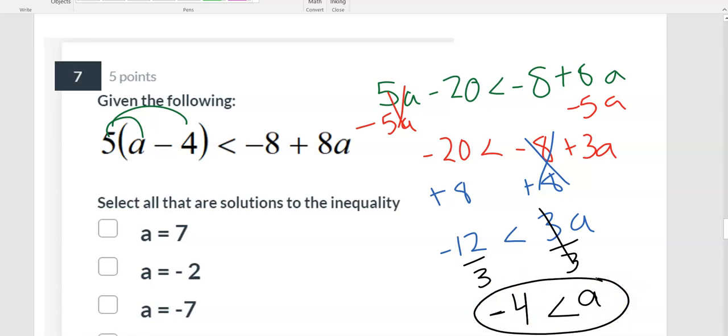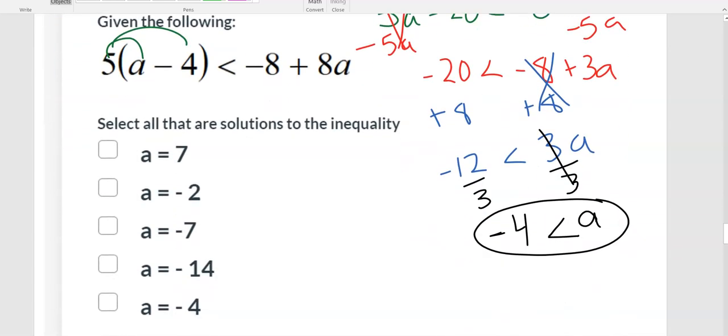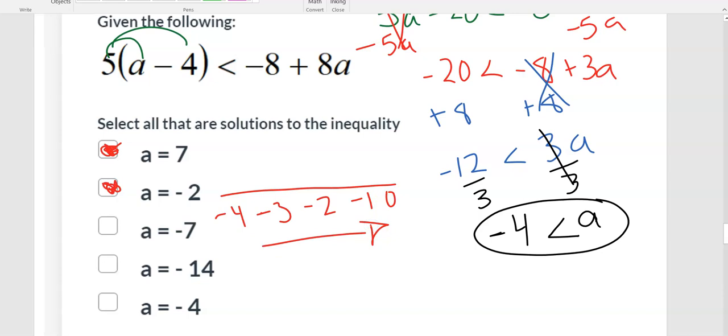So I know that's the inequality that I'm talking about. All my a values are going to be bigger than negative 4. So when I'm picking answers, I'm asking, what's bigger than negative 4? Well, 7 is bigger than negative 4. Negative 2 is actually bigger than negative 4, because when I say greater than or bigger than a number, I'm talking about on a number line. If you were to put those on a number line, negative 4, negative 3, negative 2, negative 1, 0, anything in this direction would qualify as greater than.